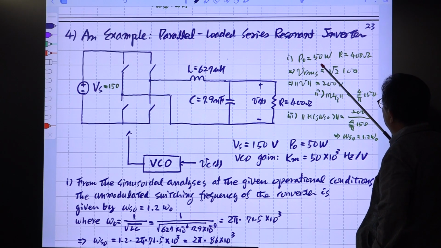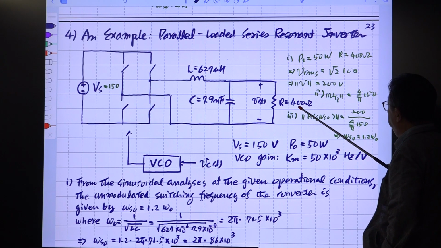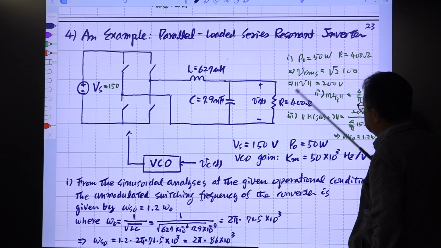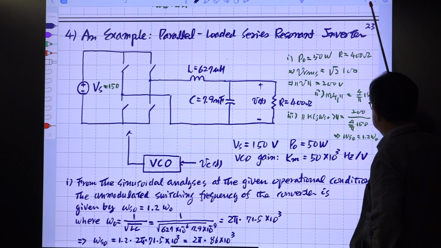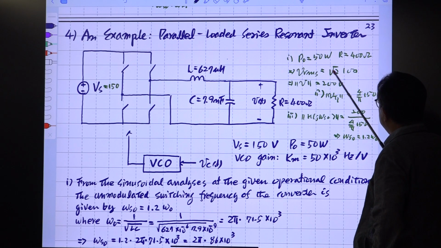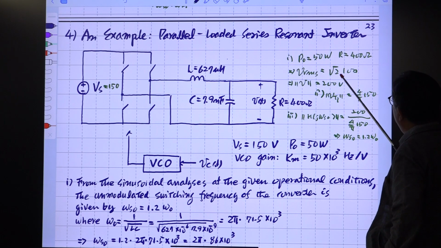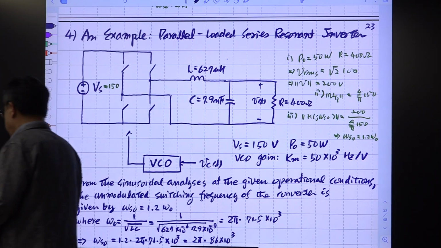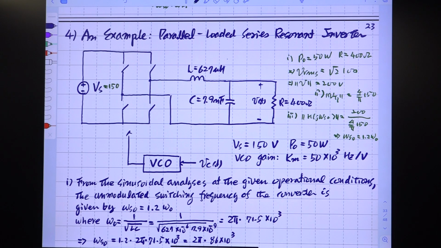So the output power is 50 watt, and the R is 400 ohm, okay? So, and V RMS is this one. V RMS is this one, right? To generate this, okay, we have 400. So 400 times this one squared is this 50 watt, okay? Is that right? Let me.